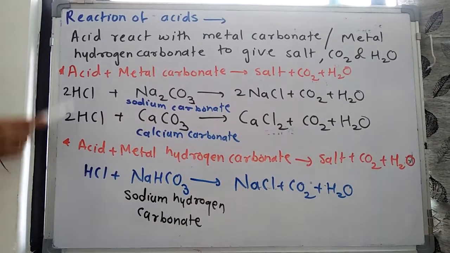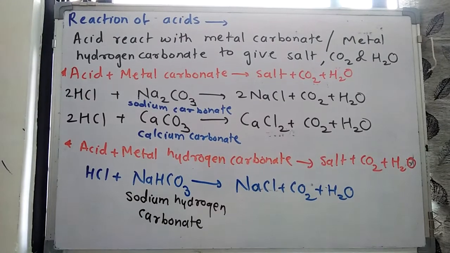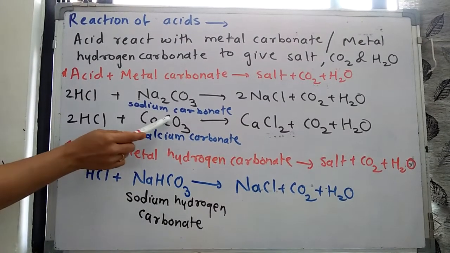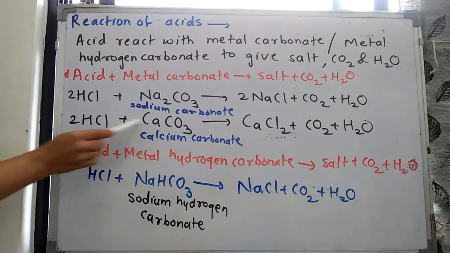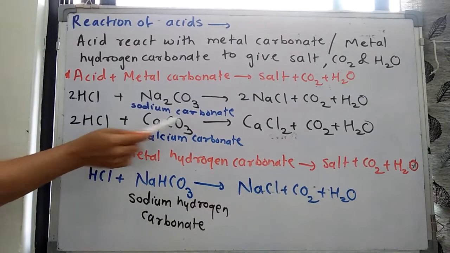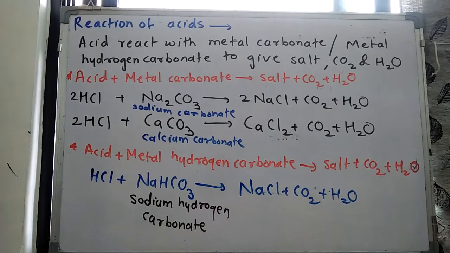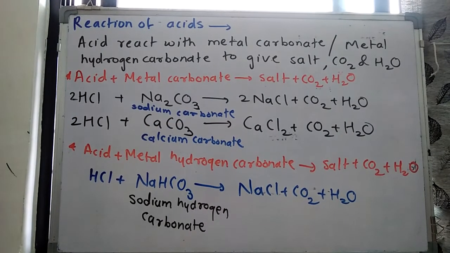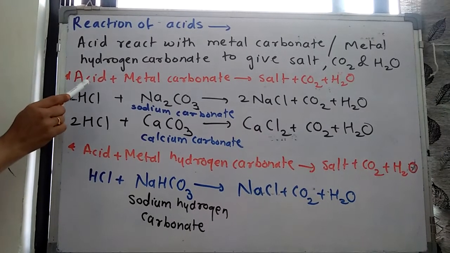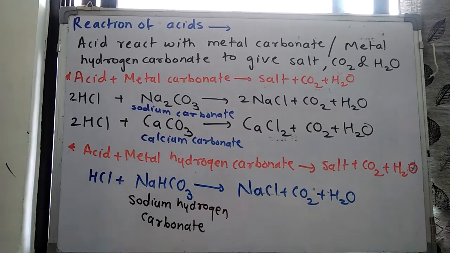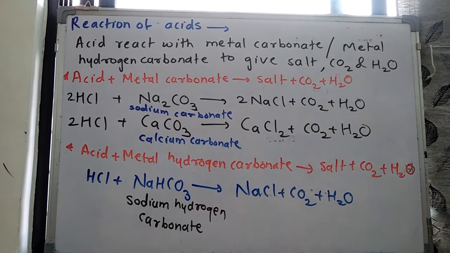Second example, again we have acid, hydrochloric acid. We have changed the metal carbonate. Which is the metal carbonate? That is calcium carbonate, CaCO3. Now these Ca and these twice of Cl react with each other to form salt, CaCl2, calcium chloride, with the formation of CO2 and H2O. So whenever there is a reaction between acid and metal carbonate, it always forms salt plus CO2 plus H2O.